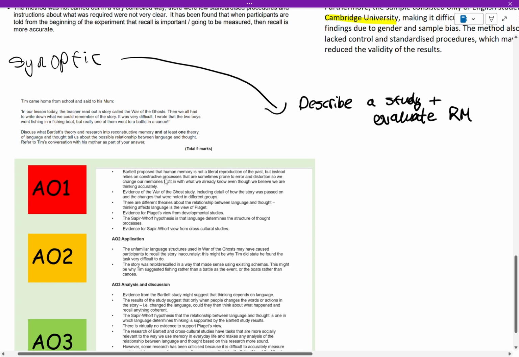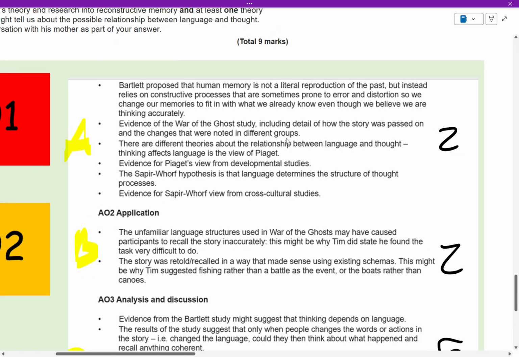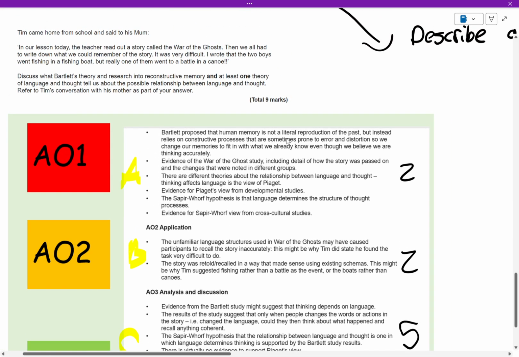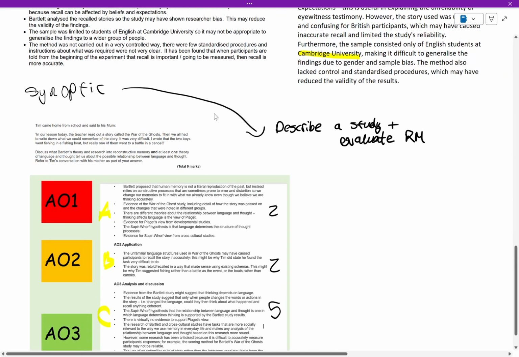So because it's split into AO1, AO2, and AO3, it would be 2 marks for your description, 2 marks for your application, and then still 5 marks for your analysis and evaluation. Because it's only 2 marks, you may think you don't have to write much, but you still have to be in-depth. Usually with synoptic questions, I write more. Synoptic questions don't have to be this one as well.